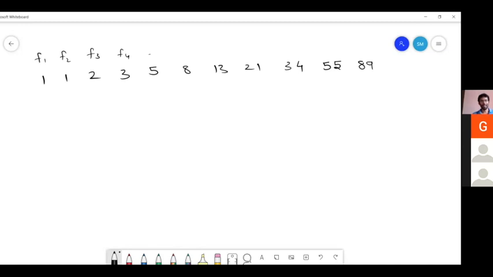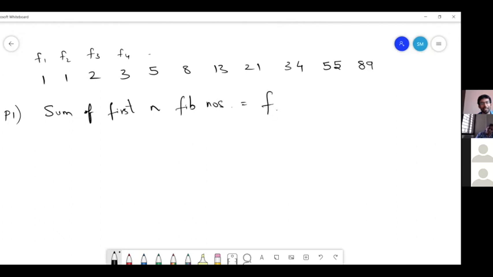So, what all the properties did we see? Can you tell a property that we saw last time? Yeah, the sum of n Fibonacci numbers is F(n+2) minus 1. Correct. So the sum of the first n Fibonacci numbers, that is F1 plus F2 till Fn, we saw that this yields 1 less than a Fibonacci number.